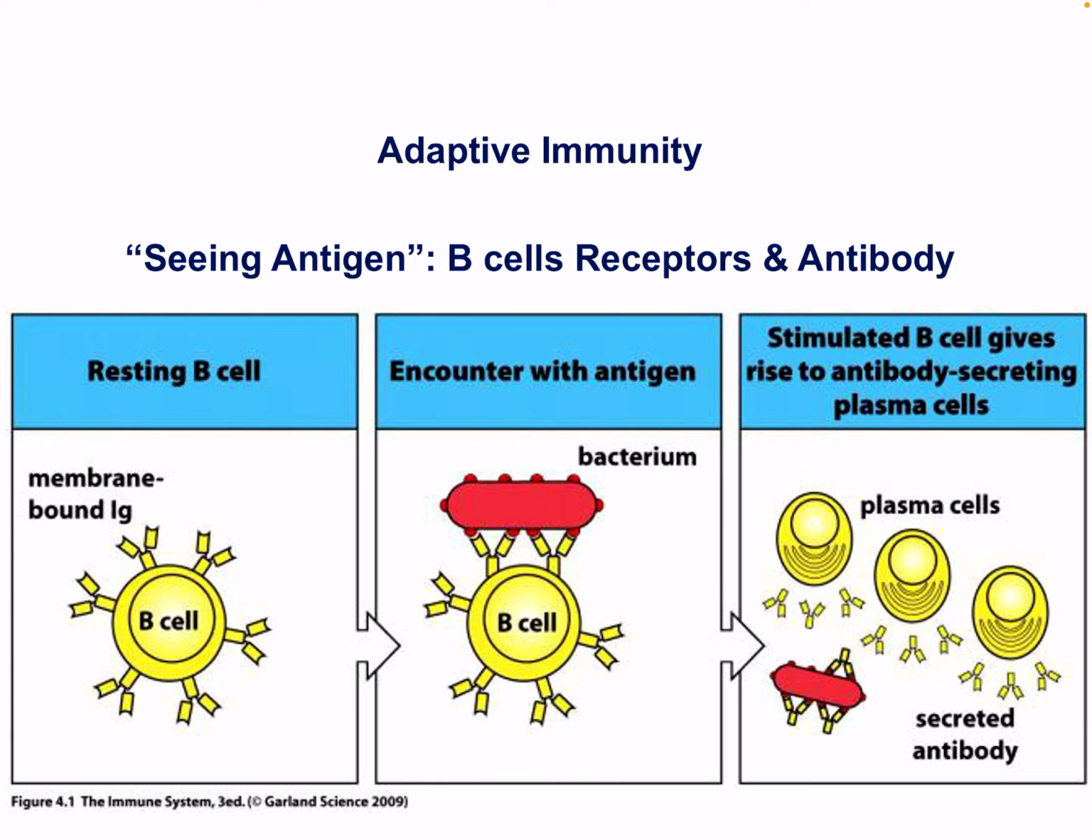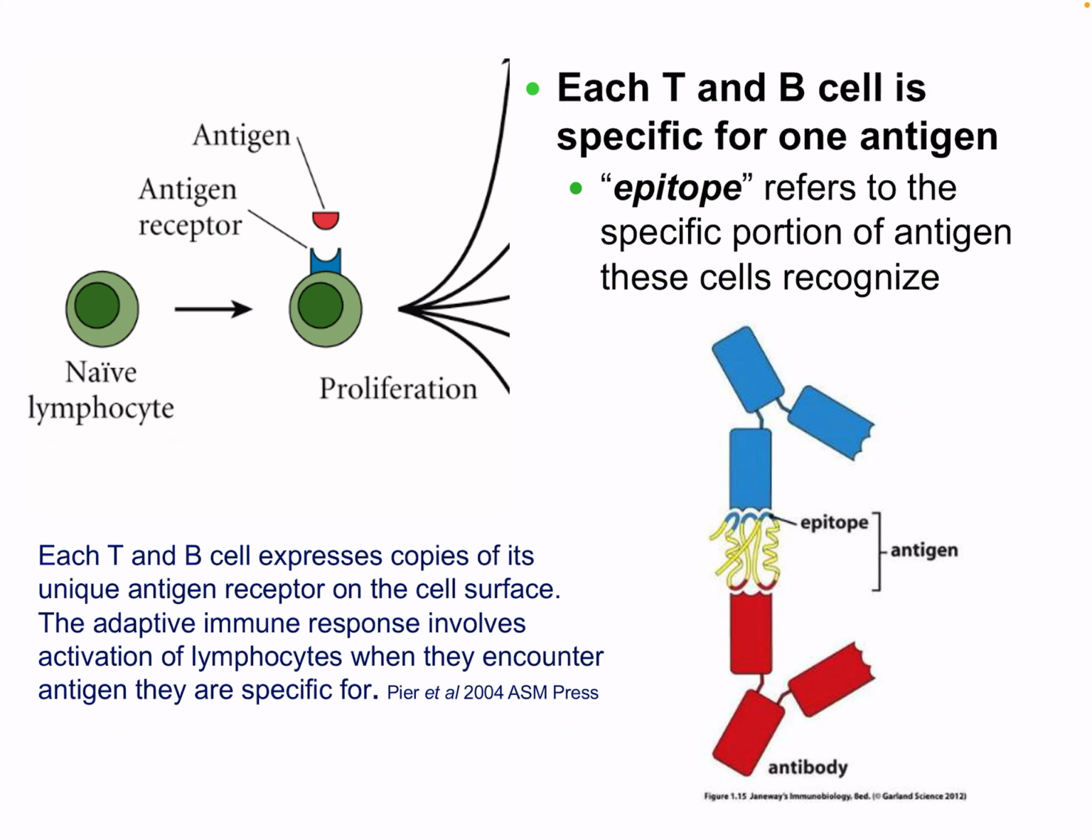So now we're going to be looking at the B cell receptors and antibody in more detail. So we've seen this figure before, and it's simply showing that antibody can bind to bacterium and can result in effector cells releasing, which are the plasma cells for B cells, releasing antibodies, which can bind to further bacteria. So each T and B cell is specific for one antigen. We've said this many times, but actually one epitope, which refers to the specific portion of the antigen these cells recognize. Here we can see that.